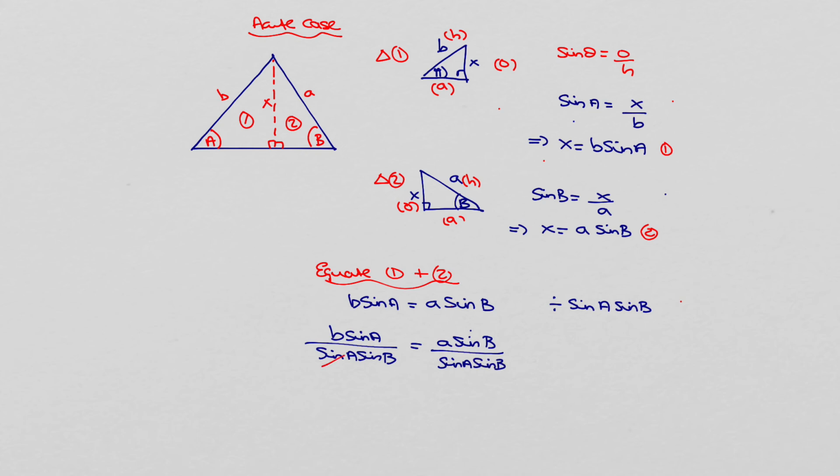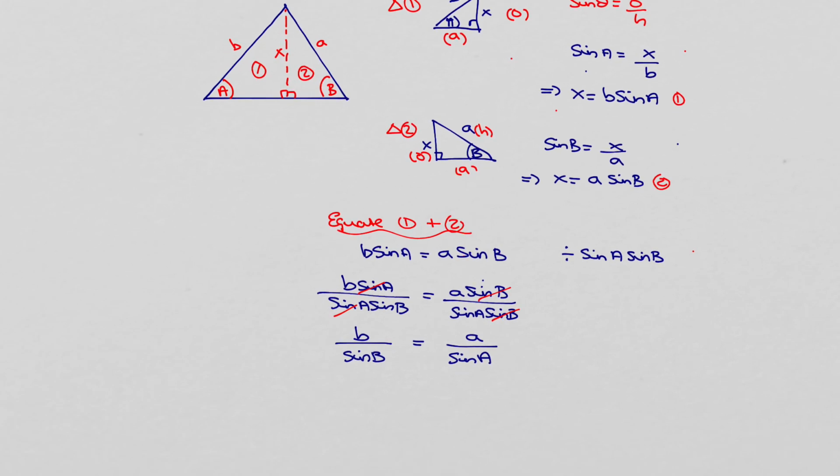On the left I can see sine A goes into sine A once, and on the right I can see sine B goes into sine B once. And therefore that leaves me with B over sine B is equal to A over sine A. So if that's all they asked for in the exam, you would be finished. But this one here is asking us to show that it's also equal to sine C.